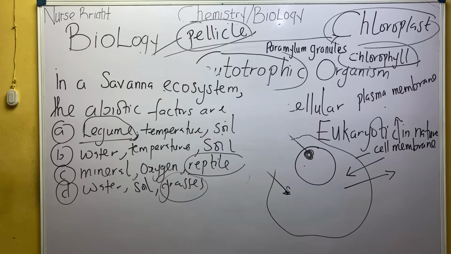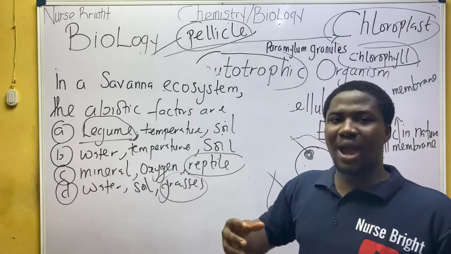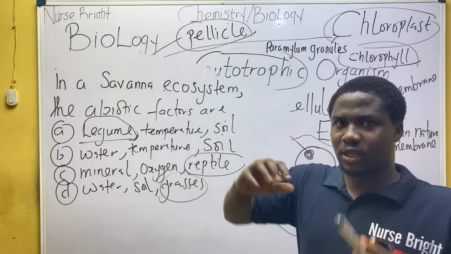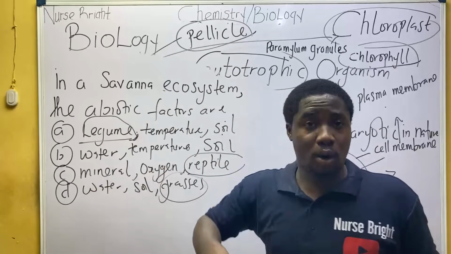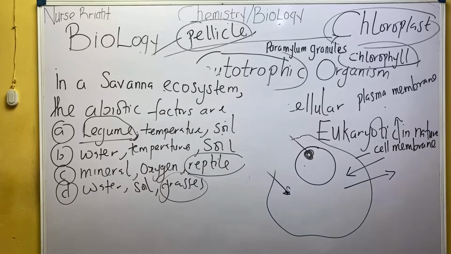So the question we ask ourselves: what is a savanna? A savanna is a type of ecosystem made up of tall grasses with trees. Any savanna has to be a place where you have many grasses with scarce trees. Grasses are more than trees in a savanna. Trees are just scattered apart. So that is for that.